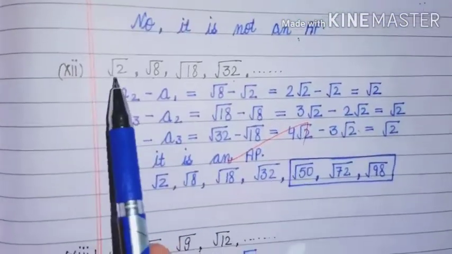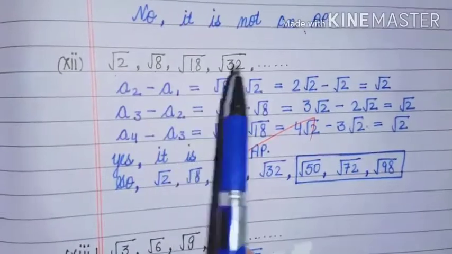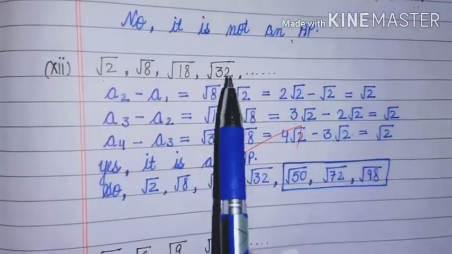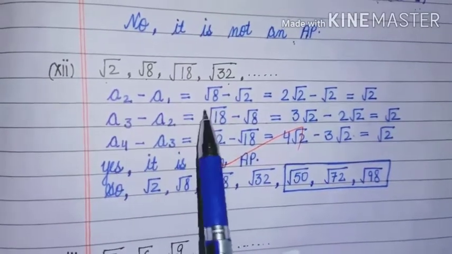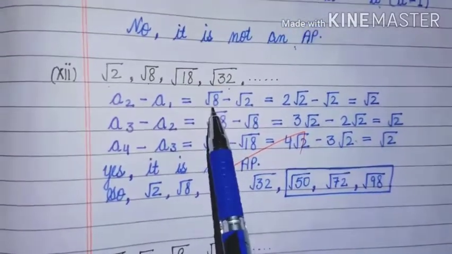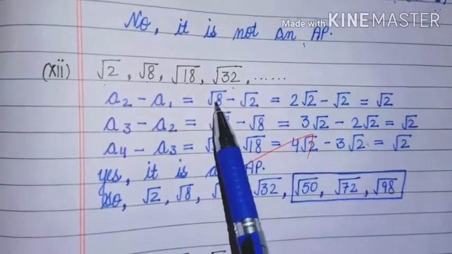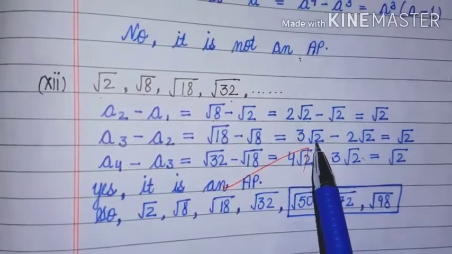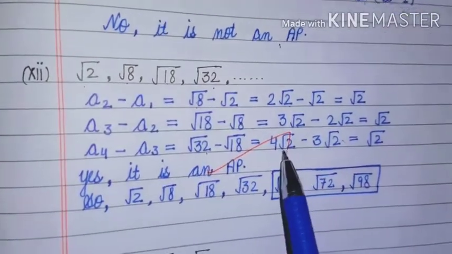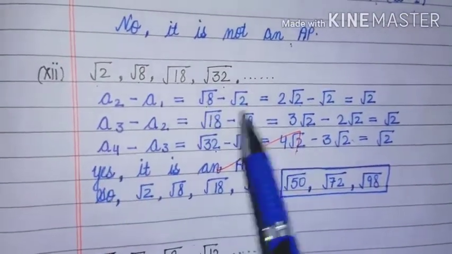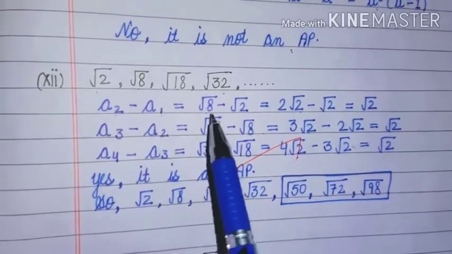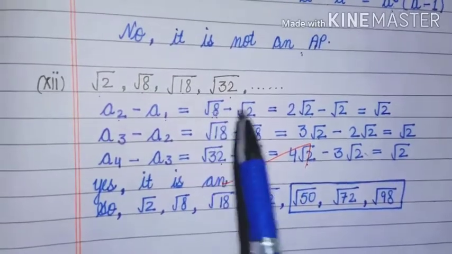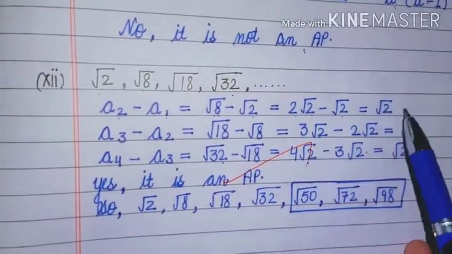Next part is root 2, root 8, root 18 and root 32. You are observing, beta, all terms are different, right? But here you can solve root 8 in terms of root 2. Root 8 can be written as 2 root 2, root 18 can be written as 3 root 2, and root 32 can be written as 4 root 2. So first we will find D, A2 minus A1. Actually it is root 8 minus root 2. First we will split root 8, that is 2 root 2 minus root 2. So it becomes root 2.